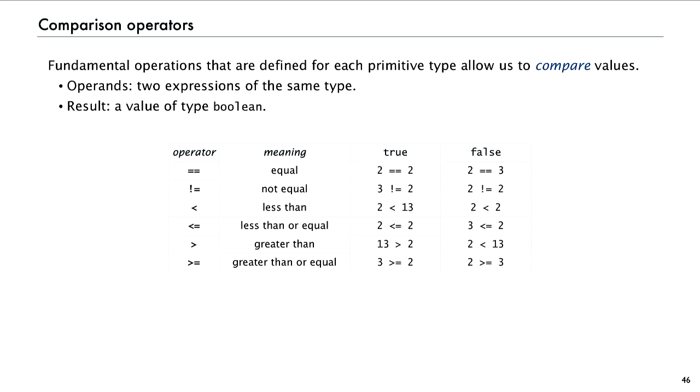For all our types, the way they're compared is natural. For numbers, it's the natural order of the numbers. For strings, it's the lexicographic or alphabetic order.